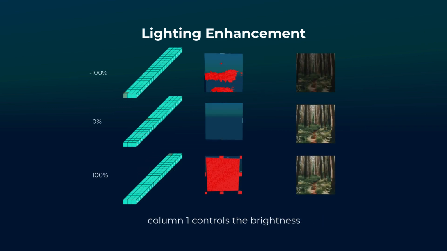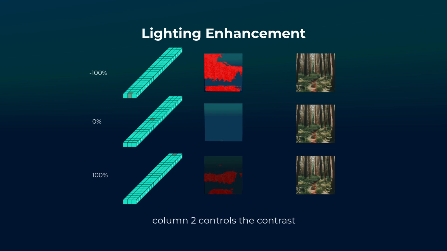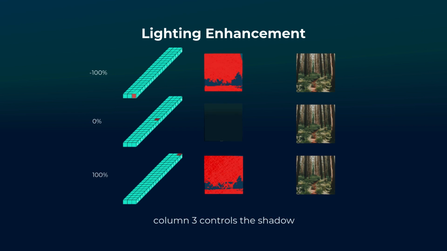Column 1 is responsible for controlling brightness, so -100% would increase the light intensity, while 100% decreases it. Column 2 controls the contrast, which similarly decreases the negative values and increases with positive ones. Column 3 controls the shadows, so -100% would have minimal shadows, while 100% would have maximum shadowing.